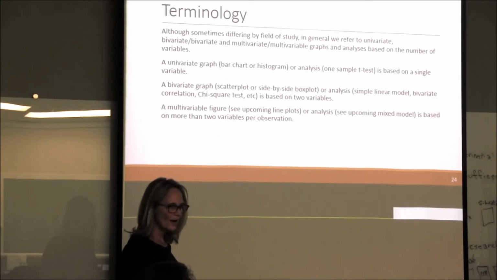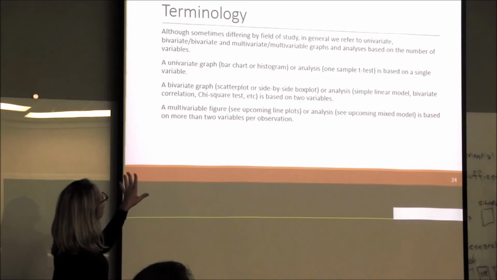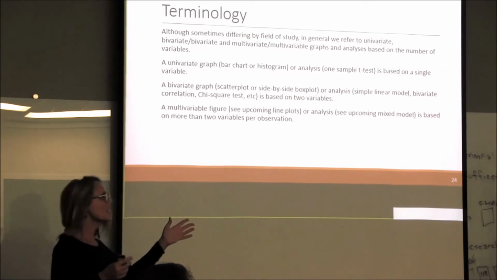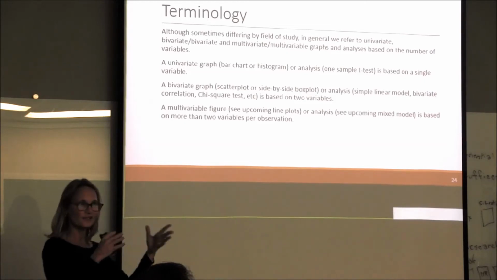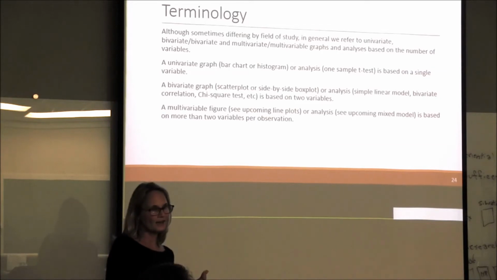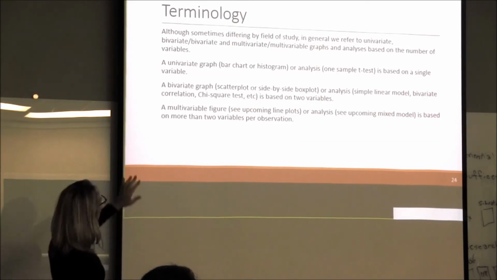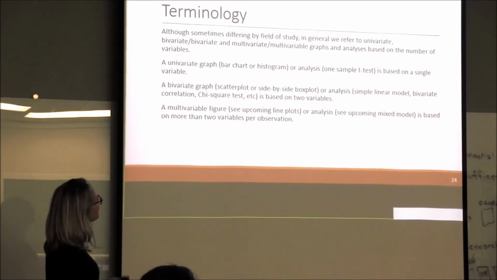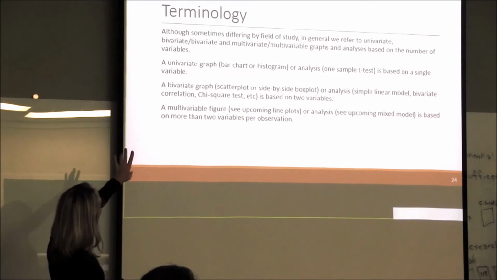Okay, so terminology. The terminology univariate, bivariate, and multivariate sometimes differs by field. I tend to use the words univariable, bivariable, and multivariable because multivariate implies several outcomes to statisticians. So you'll see these multivariable and multivariate used interchangeably depending upon who you're talking to.